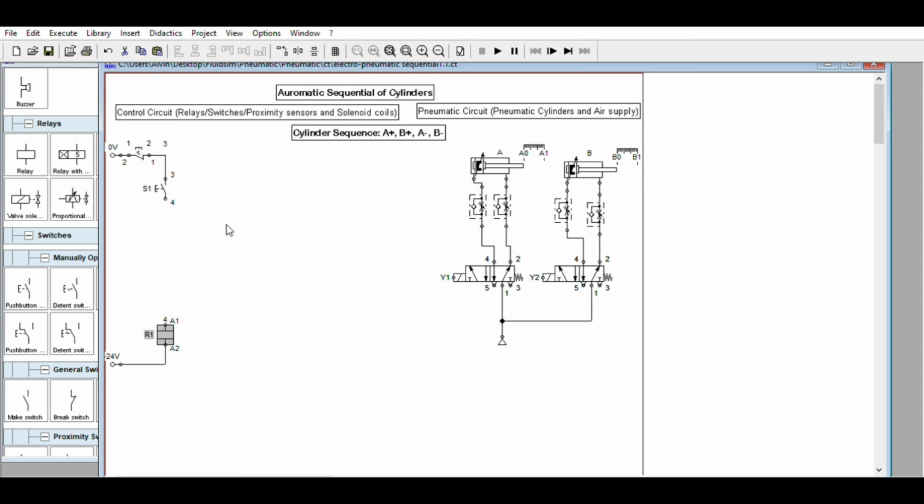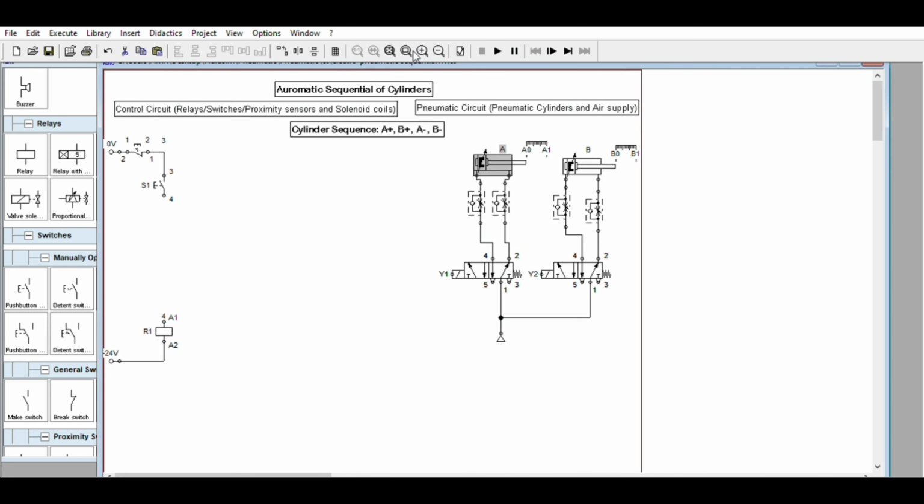So these two cylinders are doing work in this sequence. We will apply the sequential principle here, maybe with or without timers. We have now the pneumatic circuit, and these are the solenoid valves. So we need push buttons, an emergency stop, and you can add a circuit breaker there.